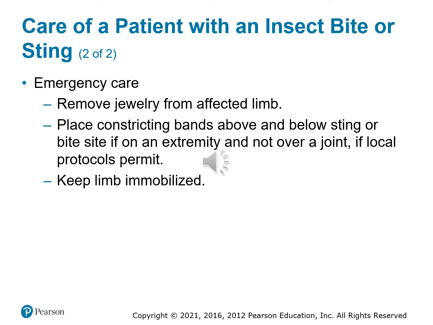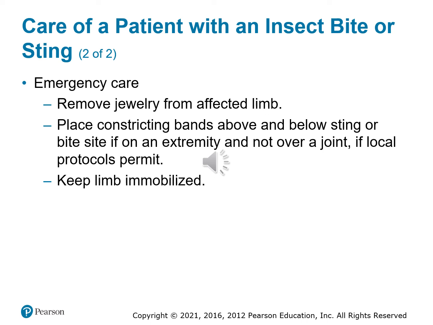Next thing that you want to do is remove any jewelry or anything from the affected limb. In case that limb has any swelling to it, you want to get that stuff off before the swelling would get extreme enough that now all of a sudden you can't get it off and you've potentially created a tourniquet situation.